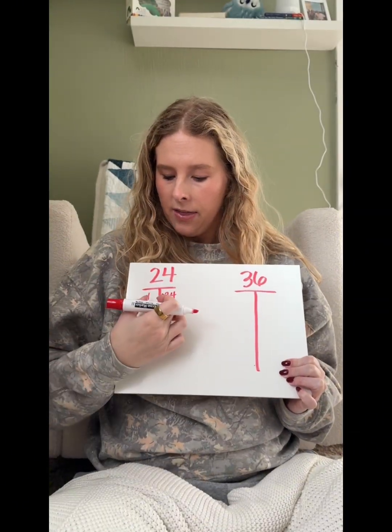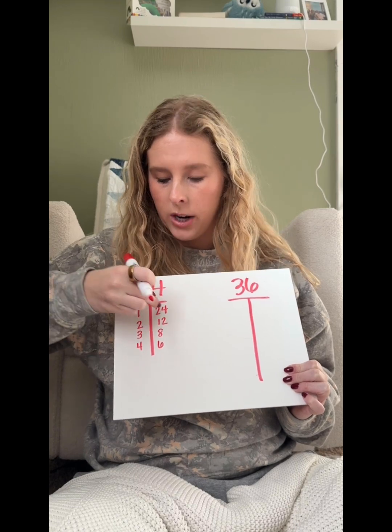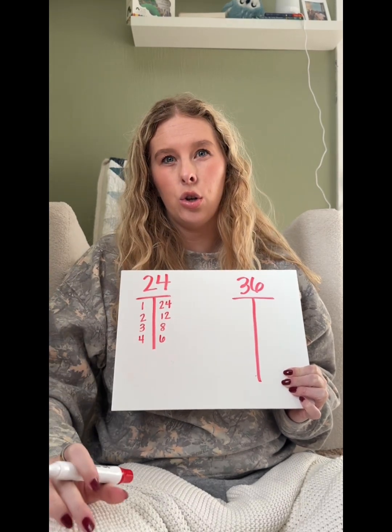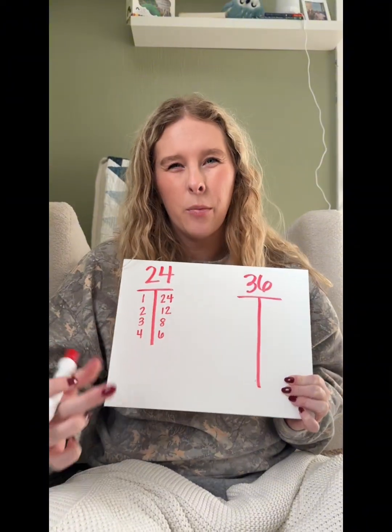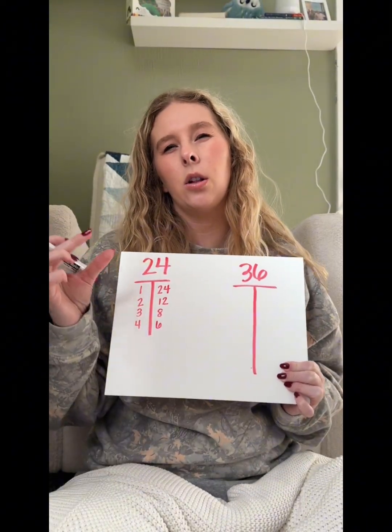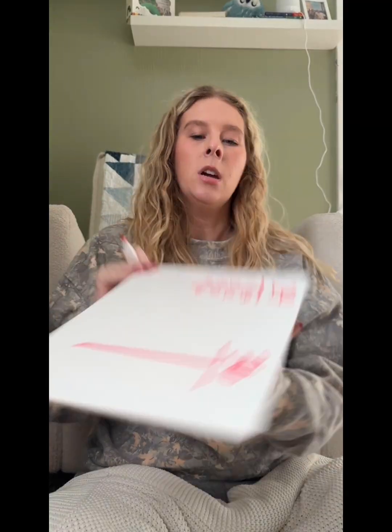And as you can see, the gap in between, so like 1 and 24, the gap closes. 2 times 12, 3 times 8. And what I mean by the gap closes is the numbers get closer together as they get smaller. All right, so the factors of 36. We have 1 and 36, 2 and 18, 3 and 12, 4 and 9, 5 would not work, and then 6 times 6.